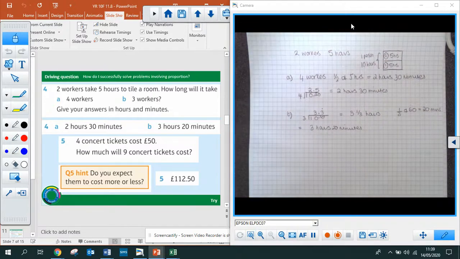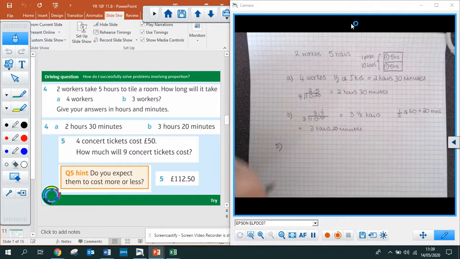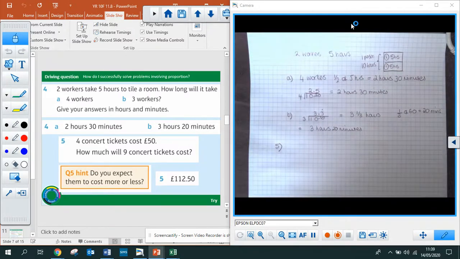Question 5. So 4 concert tickets cost £50. How much will 9 concert tickets cost? Do you expect them to be more or less? They're going to be more, aren't they? This isn't an inverse proportion example. You're going to need to find out the cost of 1 concert ticket and multiply that by 9 to find out the cost of 9 concert tickets.